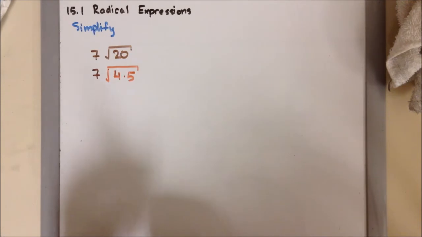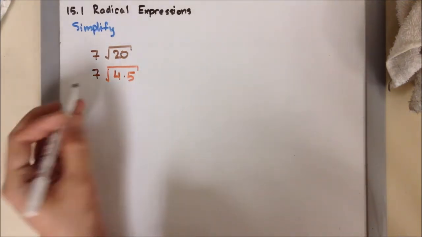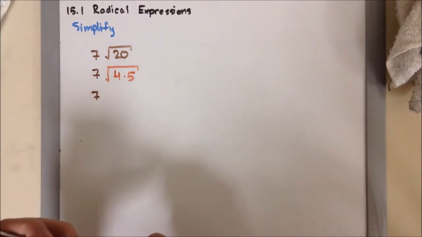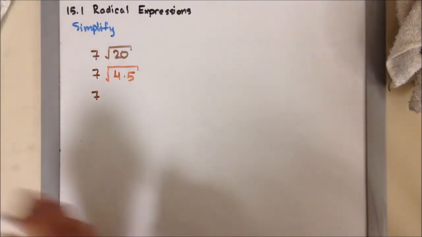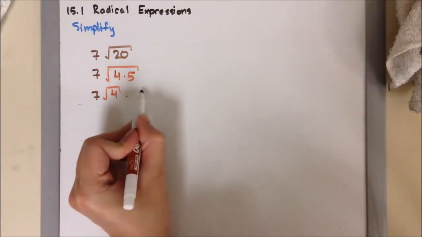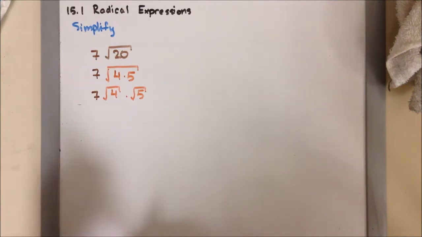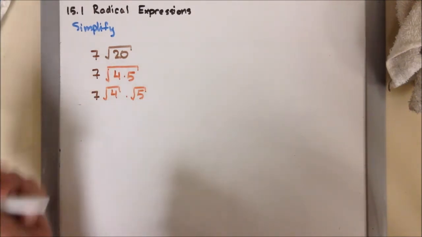And just like before, we're going to break the square root of 4 times 5 into 2 square roots. So I'm, again, still going to have the 7 here. It's going to be the square root of 4 times the square root of 5. And again, I'm going to bring down the 7.